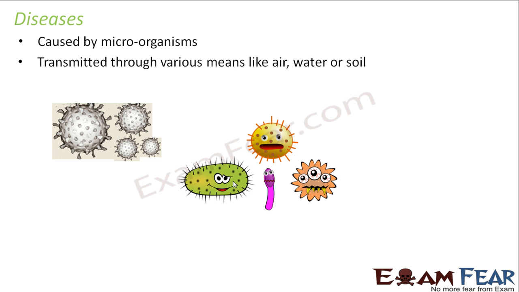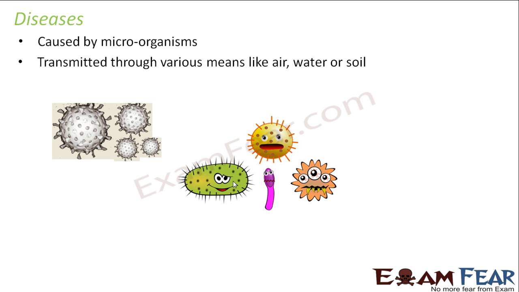And the last one is diseases. Diseases again are caused by microorganisms. When I say microorganisms, you can think of bacteria, virus, fungi, protozoa. So they are all capable of causing diseases, transmitted through various means like air, water, or soil. So we have already discussed the means of spread of diseases in our previous lesson, that is, why do we fall ill? Right?